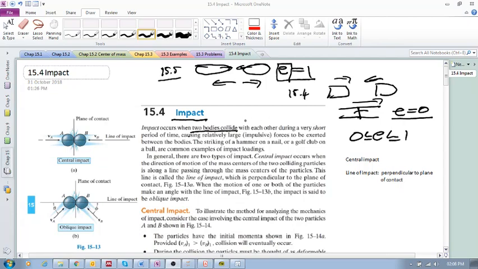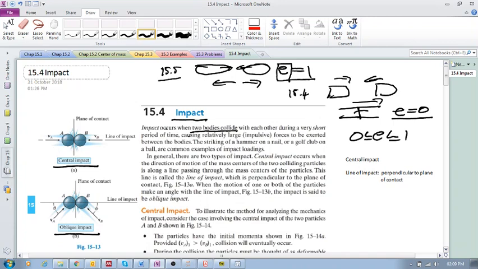Okay, so in the previous video I spoke a bit about the coefficient of restitution, that it allows us to determine the velocities after impact. It allows us to determine how much energy we've lost, and we'll get to this derivation. But what we want to do first is introduce that we can get either central impact or oblique impact.